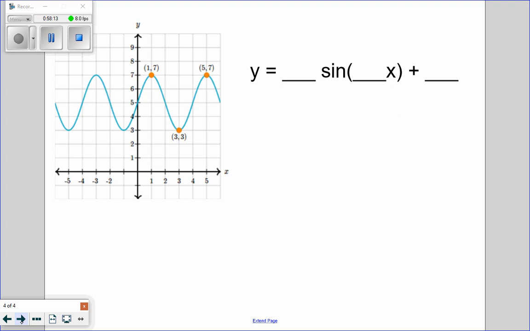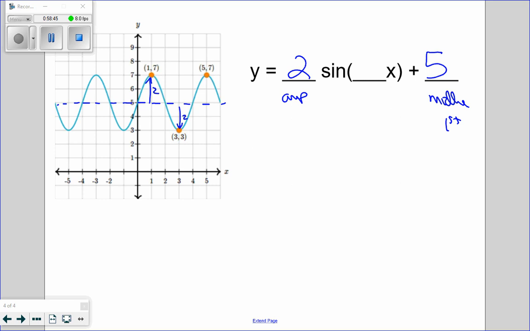Okay, so this is the hardest stuff we do. I always start with the midline first. I can see that my midline here, just visually, is 5, because it divides it in half. I've got 2 above it and 2 down below it. So 5 is the midline, up 2, down 2. That's my amplitude.